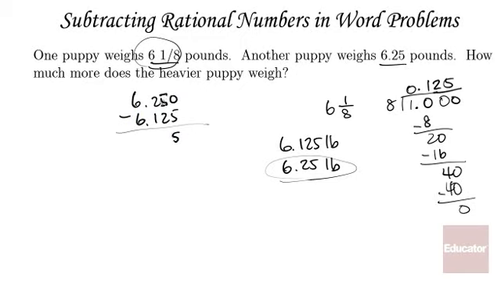Fill in the 0 here. 10 minus 5 is 5. We borrowed. 4 minus 2 is 2. And 2 minus 1 is 1. So the second puppy, the heavier one, weighs 0.125 pounds more.